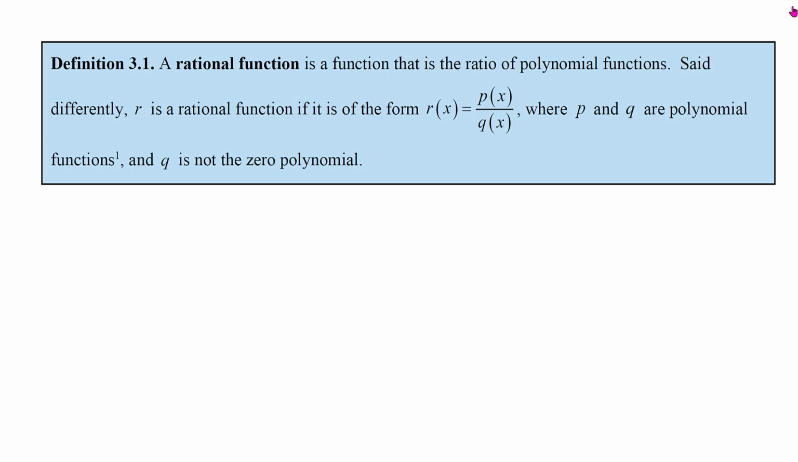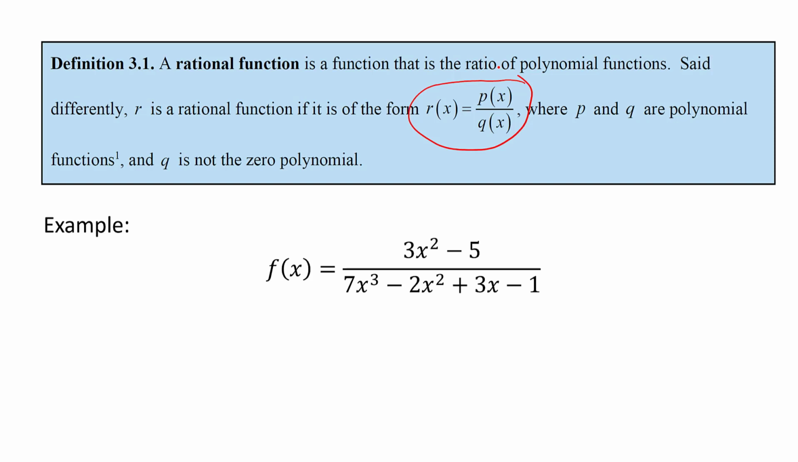A rational function is a function that is the ratio of polynomial functions. It looks like r of x equals p of x over q of x, where both p and q are polynomial functions, as long as q of x is not the zero polynomial. An example would be f of x equals (3x squared minus 5) over (7x cubed minus 2x squared plus 3x minus 1). Polynomials in the numerator and in the denominator.